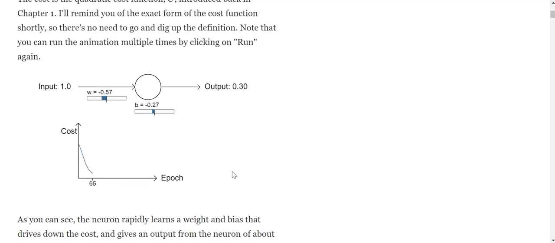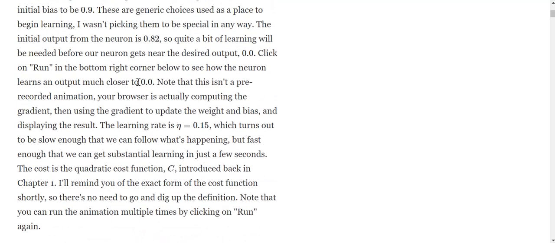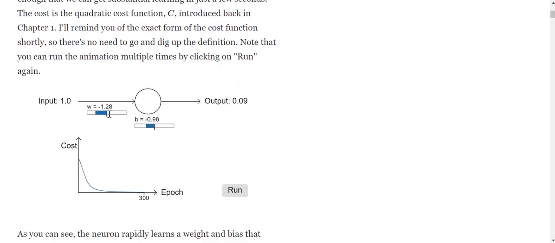So it's reducing its cost and also arriving at some values of weight and bias. Note that this isn't a pre-recorded animation. Your browser is actually computing the gradient, then using the gradient to update the weight and bias and displaying the result. The learning rate eta is 0.15, which turns out to be slow enough that we can follow what's happening, but fast enough that we can get substantial learning in just a few seconds. The cost is the quadratic cost function introduced in chapter 1. I'll remind you of the exact form of the cost function shortly, so there's no need to go and dig up the definition. Note that you can run the animation multiple times by clicking run again.